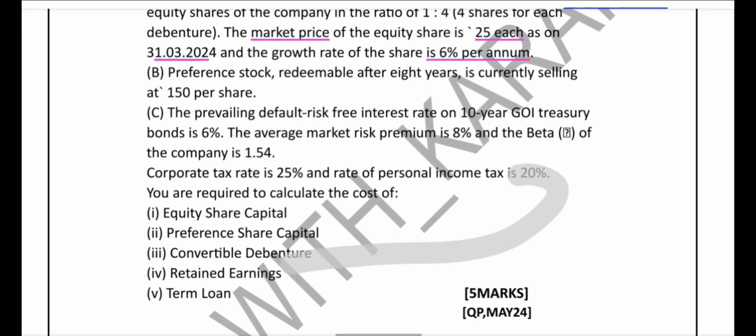It is required while calculating retained earnings, and then you are required to calculate the cost of equity share capital, preference share capital, convertible, retained, and term loan. So let's solve this question.